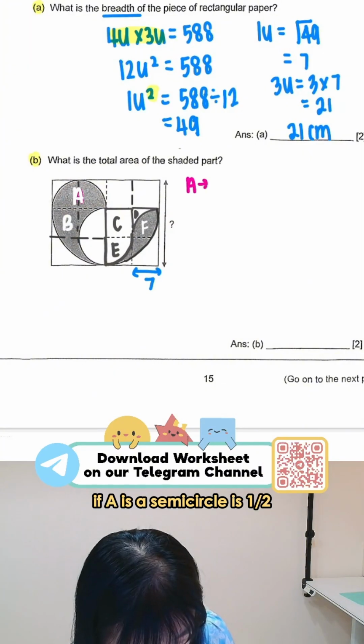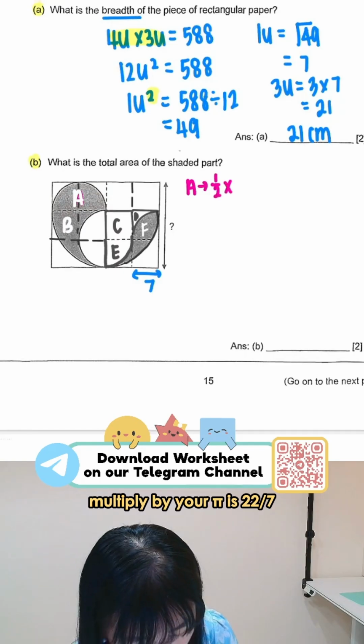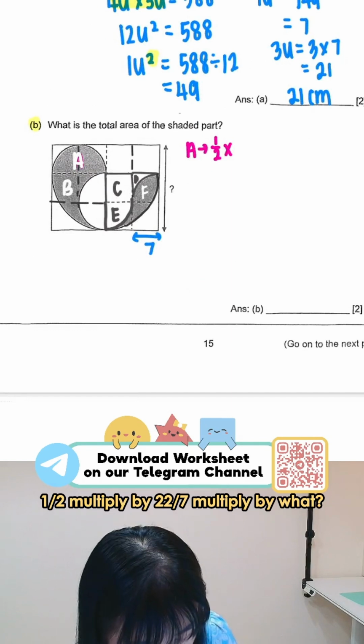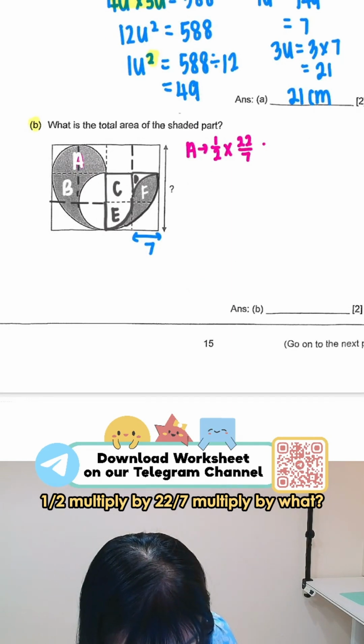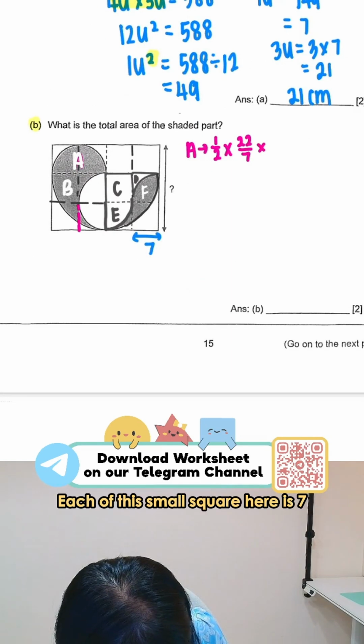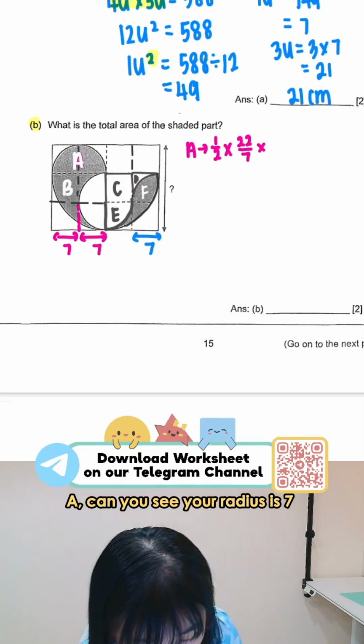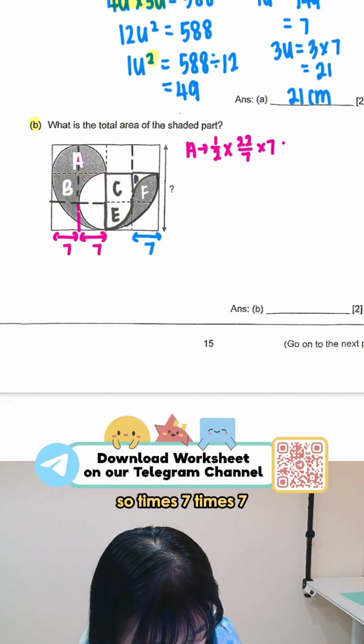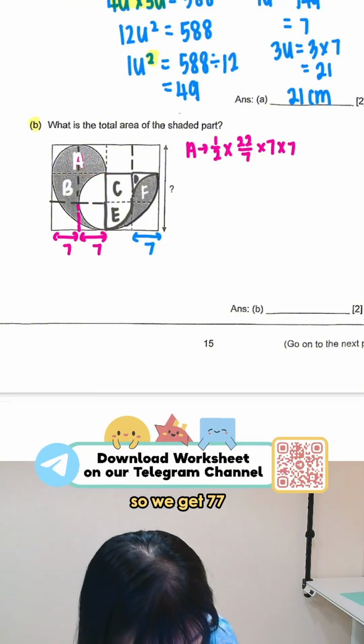If A is your semicircle, it is half multiplied by pi, which is 22/7, use this. So half multiplied by 22/7, multiplied by what? Each of this small square here is a 7. Can you see your radius is a 7? Must times radius, yeah. So times 7 times 7. Okay, so we get 77.